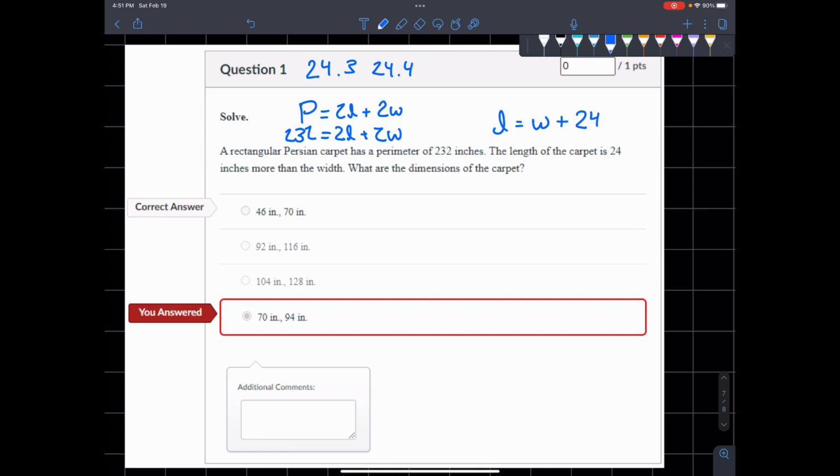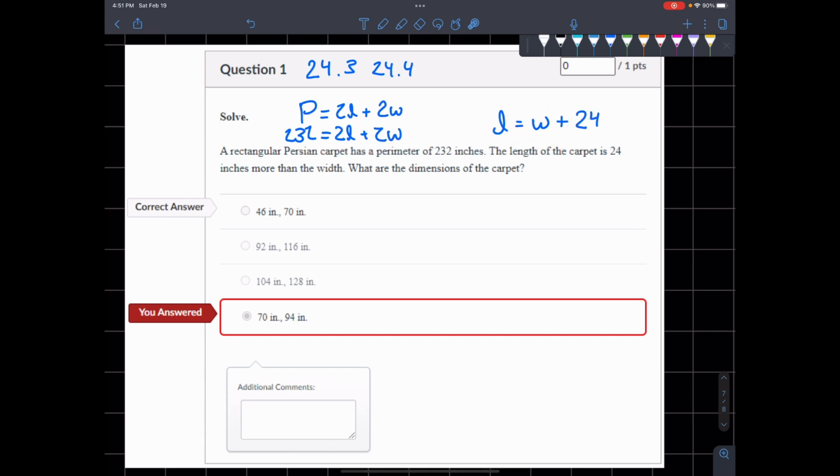Now, if we think about this, say the length is 50. The width then has to be 26, and this statement is still true. The length of the carpet is 24 inches more than the width, because 50 is 24 more than 26. So that's a little equation we can use. And now it's asking for the dimensions of the carpet. So if we know that our perimeter is equal to this formula, we want to isolate it so that we're only solving for one variable.